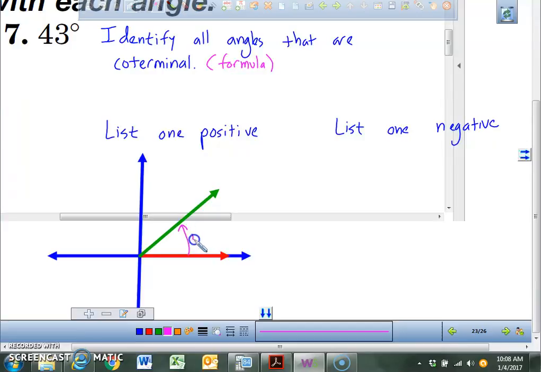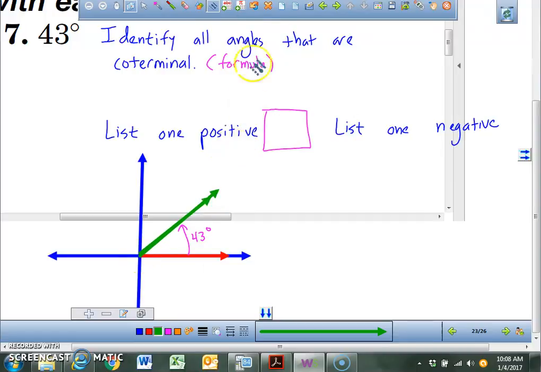So we're going from here to here. That's 43 degrees. Notice, which direction did I go? I went counterclockwise. Okay? Because it's positive 43 degrees. So if I wanted to list one positive answer, how many more degrees would I have to go to finish right here? This was my coterminal. Coterminal means it's where you finish. How many more degrees would I have to turn? We have to go an additional how many degrees?